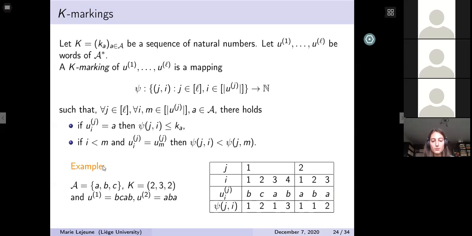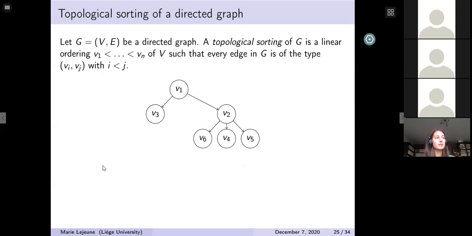It's just a function that will, in some sense, associate to every letter of every word U1 and U2 a number. And the second definition is a little bit easier. It's a topological sorting of a directed graph.